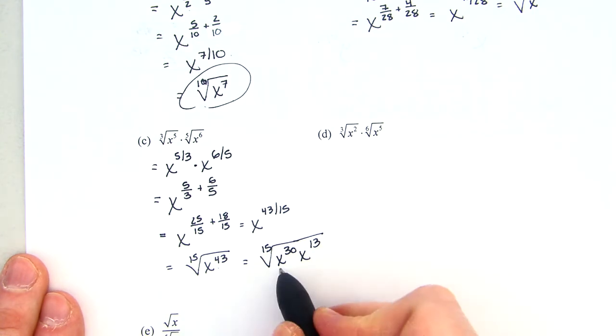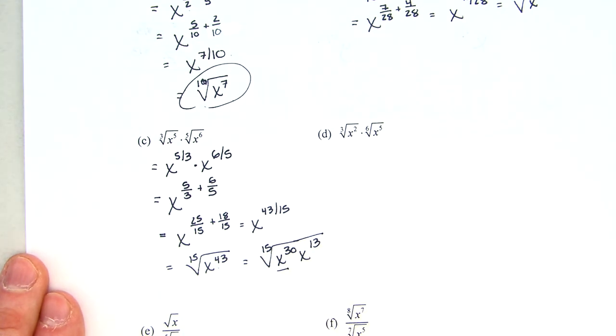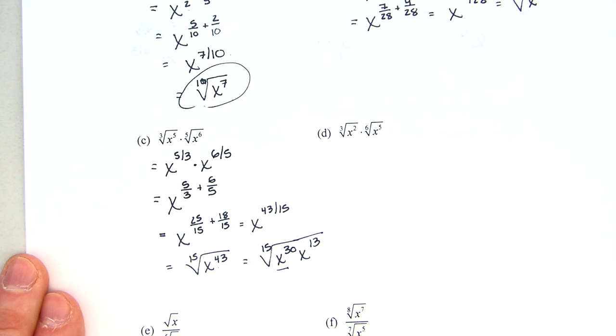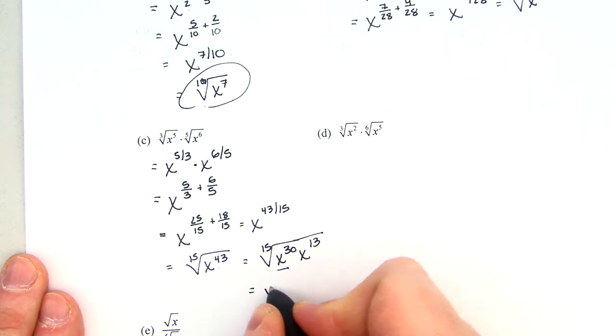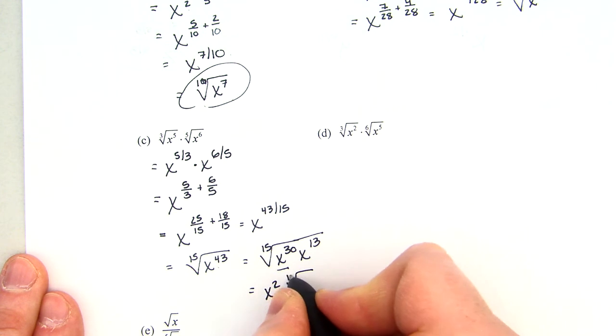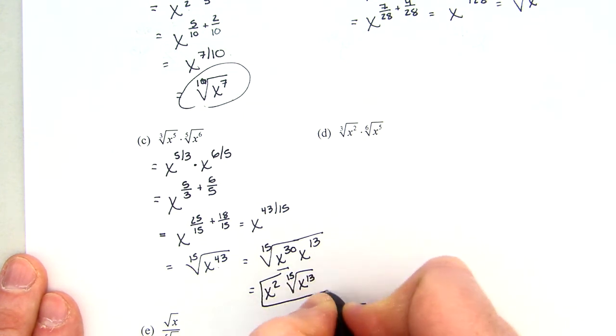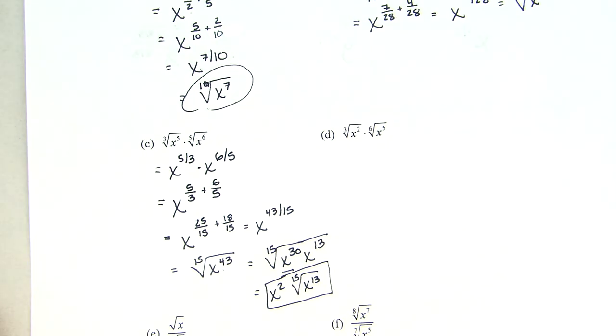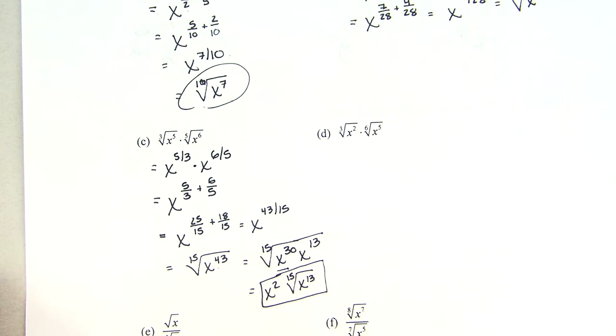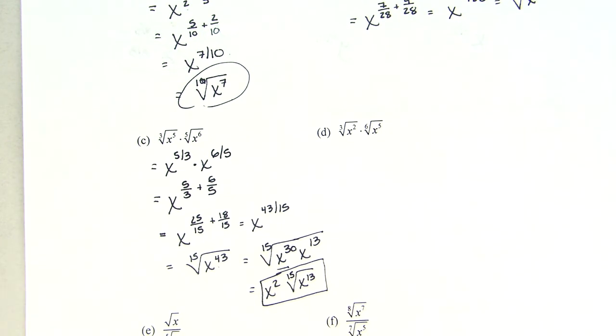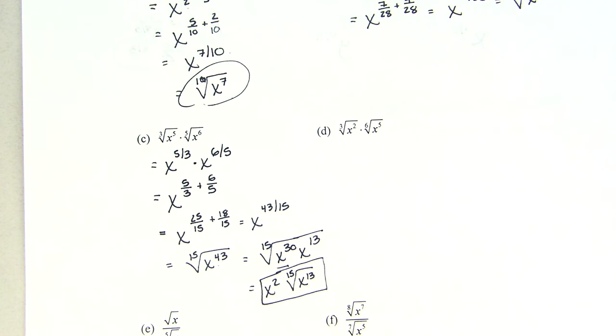What's the 15th root of x to the 30th? X squared. We'll say x squared times the 15th root of x to the 13th, and this is the final fully simplified answer. If on a quiz you gave me the 15th root of x to the 43rd, you'd get all but 1 point. But to get full credit, I need it simplified. So really just look to see, is your power higher than your type of root? If so, go.